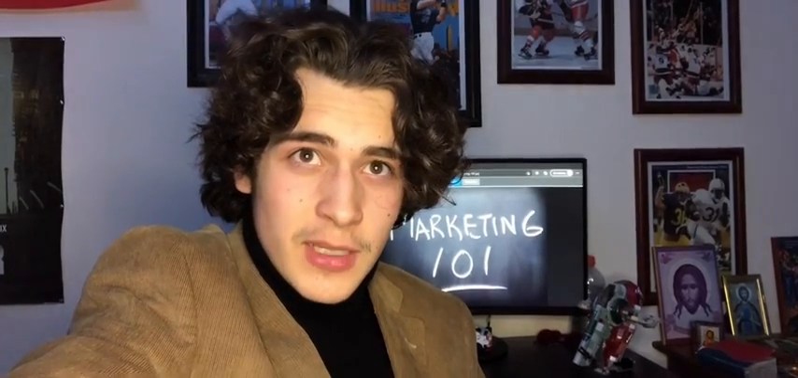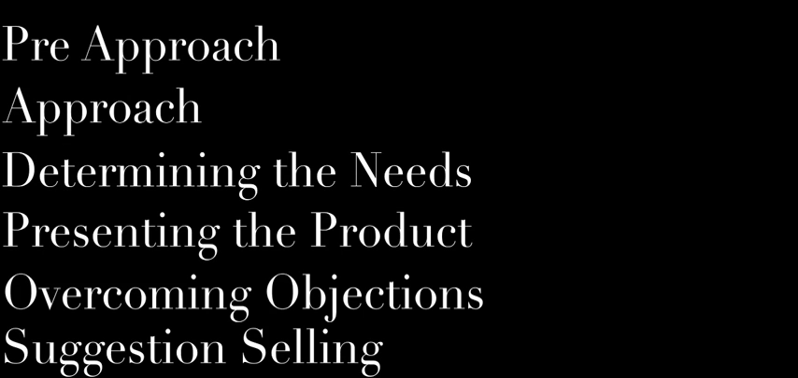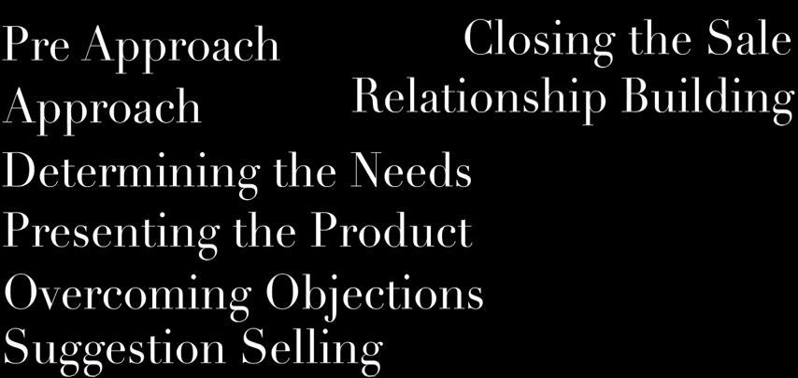Good morning, class. Today we are examining selling concepts to build and maintain a customer relationship. There are 14 parts to truly understand the inner mechanisms of building a relationship through the selling process. There are 8 steps of the selling process, that being the pre-approach, the approach, determining needs, presenting the product, overcoming objections, suggestion selling, closing the sale, and relationship building.